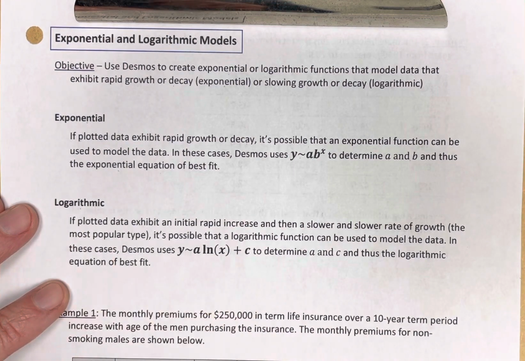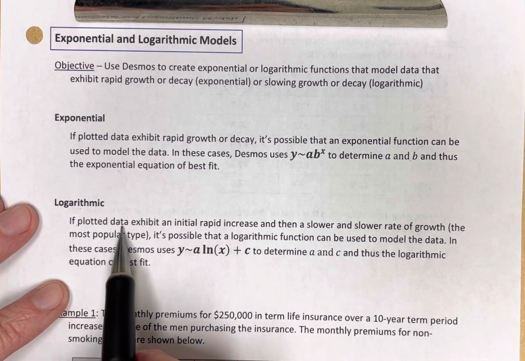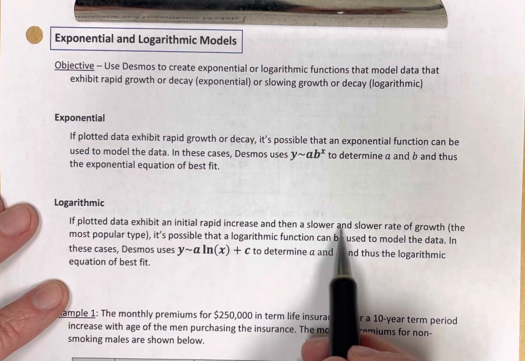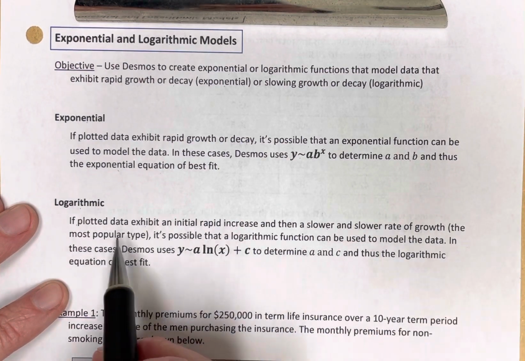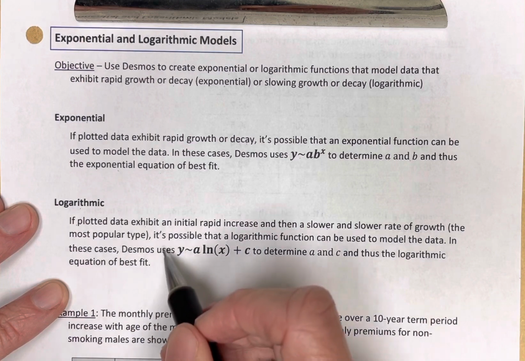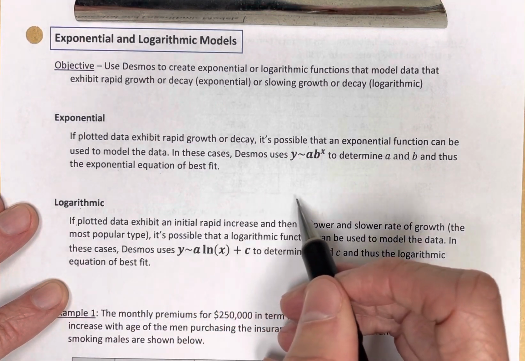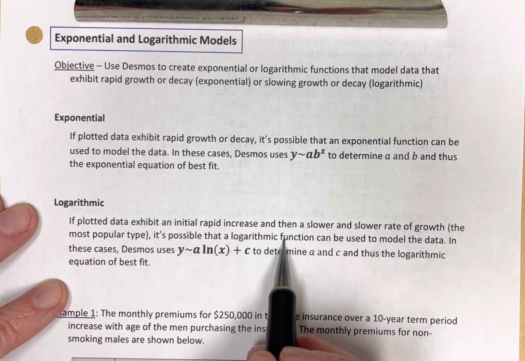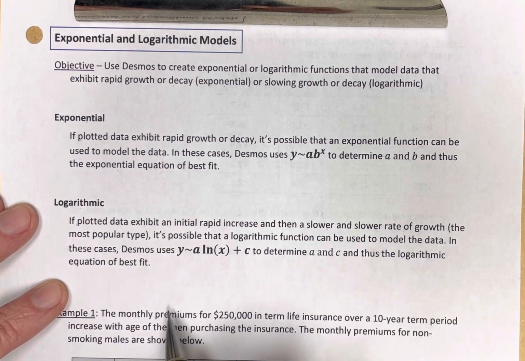Okay, logarithmic. If the plotted data exhibit an initial rapid increase and then a slower and slower rate of growth, which is the most popular one. Starts off fast and then slows down like that. It's possible that a logarithmic function can be used to model the data.